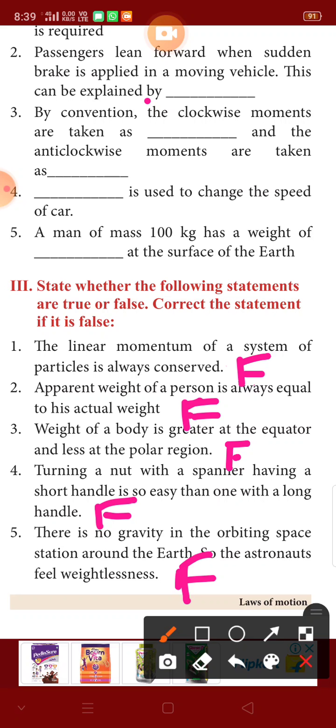Next one, apparent weight of the person is always equal to his actual weight. That is false. Weight of the body is greater at the equator and less at the polar region. That is also false. Turning a nut with a spanner having a short handle is easier than with a long handle. That is also false. There is no gravity in the orbiting space station around the earth, so the astronauts feel weightlessness. The answer is false.